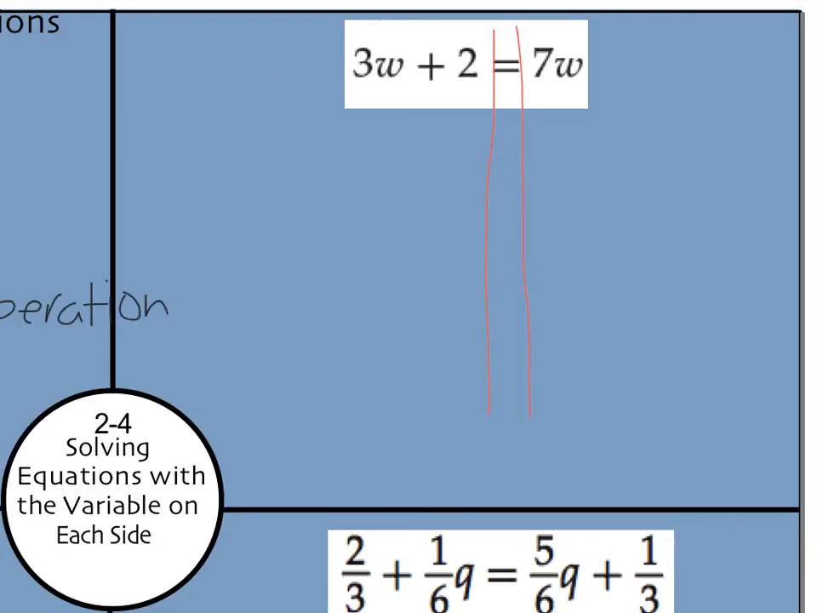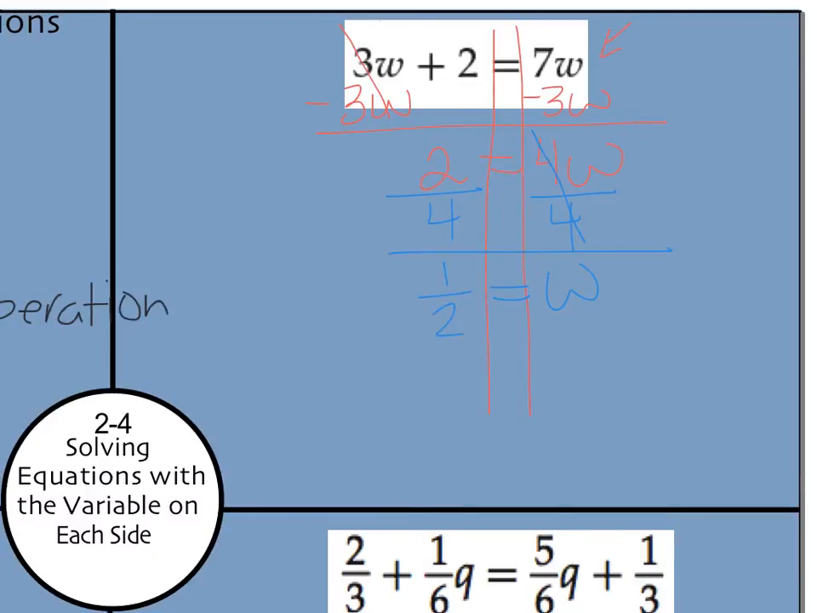So now we're on to the fourth step, get the variables to one side. I see that all I have over here is a W, so I'm going to move this one. I'm adding 3W, so I undo that by subtracting 3W. 3W minus 3W is 0, so I'm left with 2. Subtract it on this side. 7W minus 3W is 4W. Isolate the variable, get the variable alone. Divide by 4. 4 divided by 4 is 1. 2 divided by 4. A lot of you are going to say 2. No. 2 over 4 is the same as 1/2.